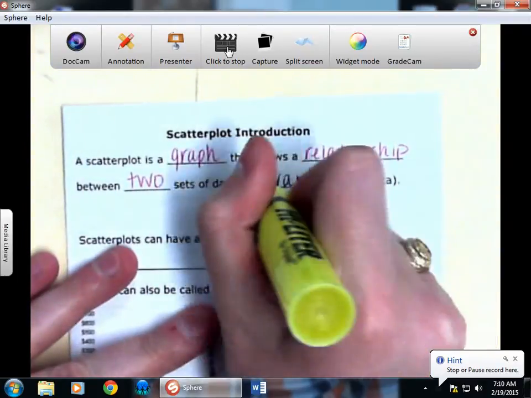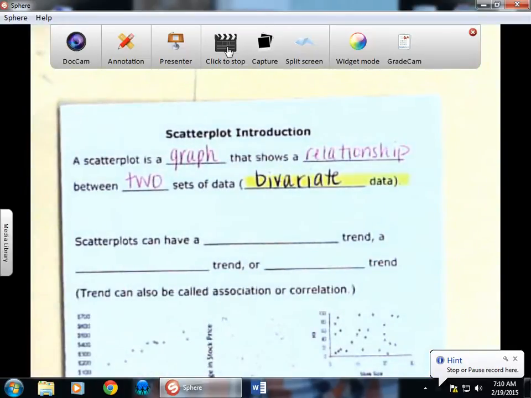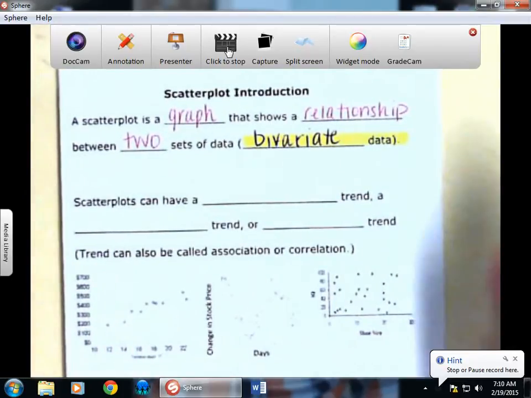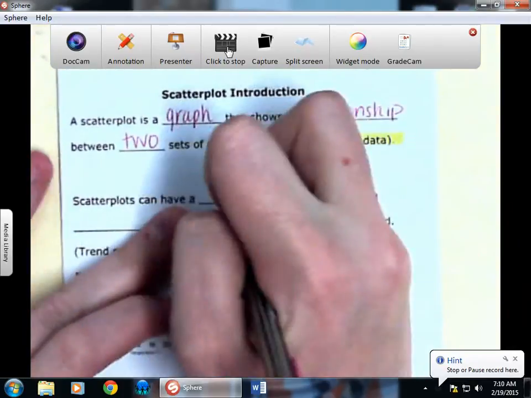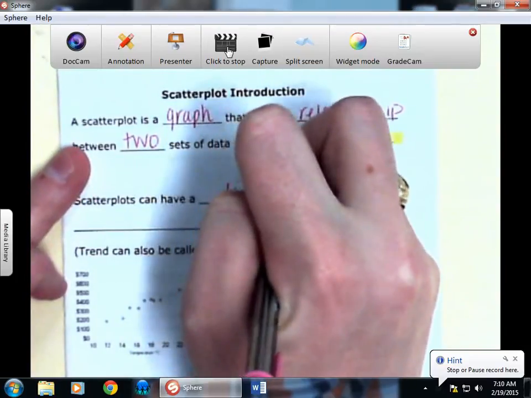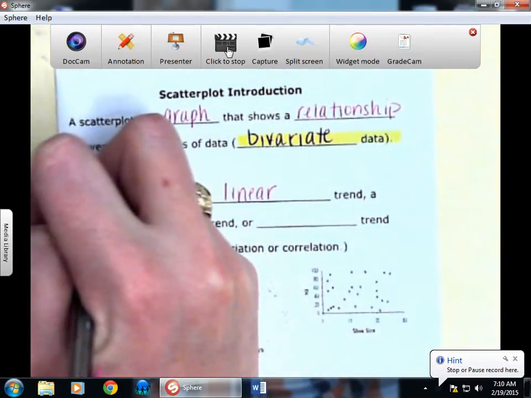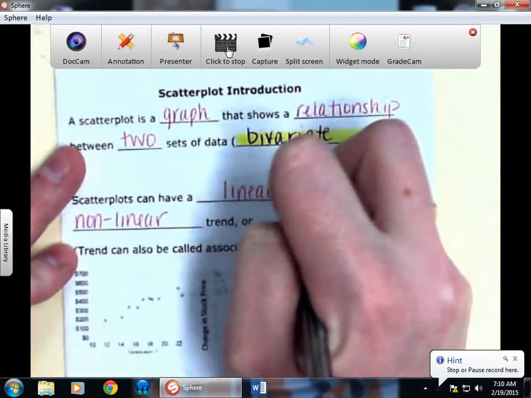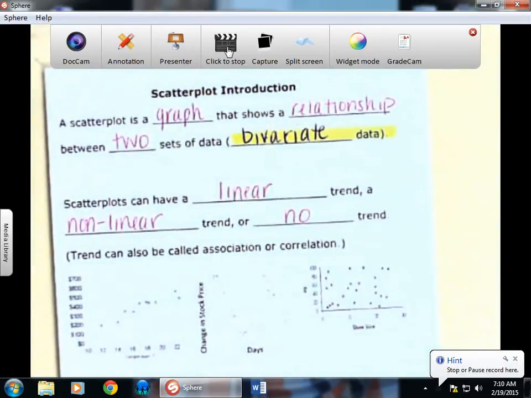So we've talked about scatterplots before, closer to the beginning of the year. Scatterplots can have a linear trend. They can have a non-linear trend. Or they can have no trend. The word trend can also be called association or correlation. So you could say a linear association or a linear correlation.